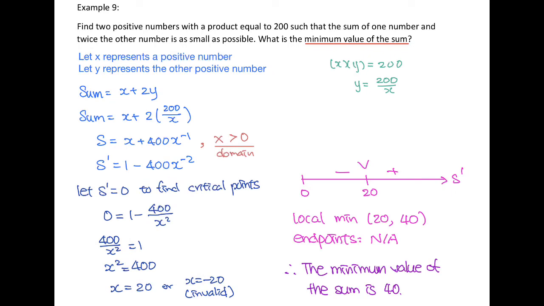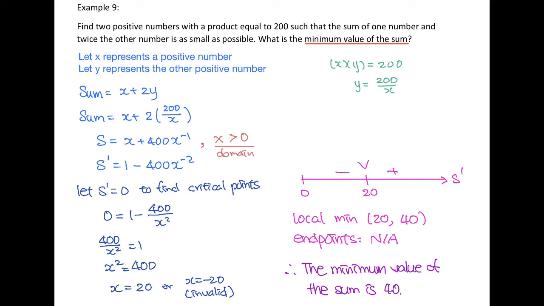Example number 9, we are finding two positive numbers with a product equal to 200 such that the sum of one number and twice the other number is as small as possible. So what will be the minimum value of the sum? This question doesn't require a diagram.